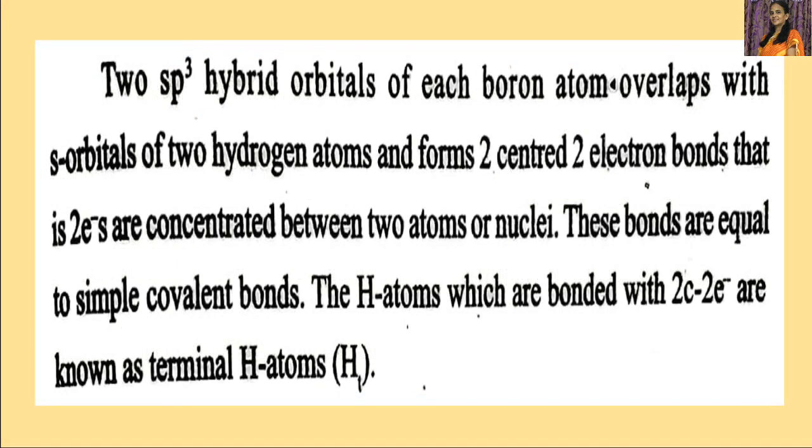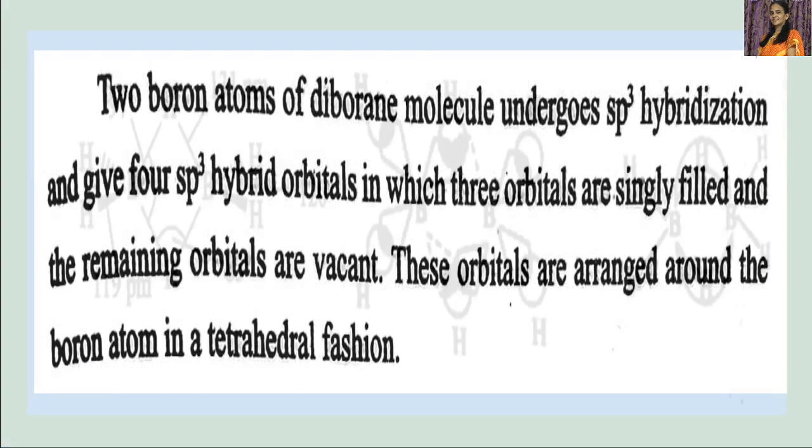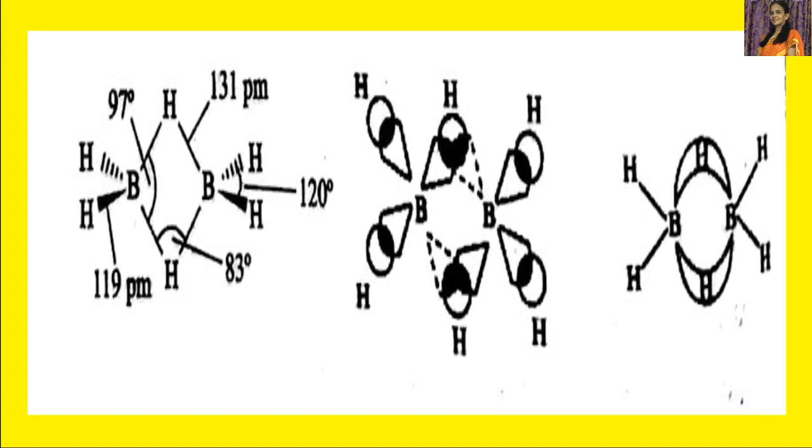Now, two sp3 hybrid orbitals of each boron atom overlap with the s orbitals of two hydrogen atoms and form two center two electron bonds. These are the common bonds, where two electrons are concentrated between the two atomic nuclei, equal to simple covalent bonds. The hydrogen atoms bonded with two center two electron bonds are known as terminal hydrogens. So these are terminal hydrogens. There are four terminal hydrogens, in this BH2 and this BH2.